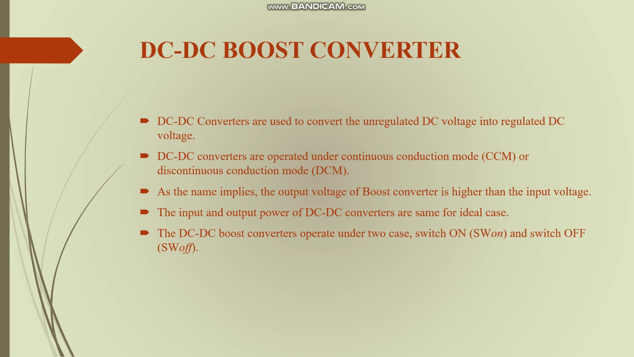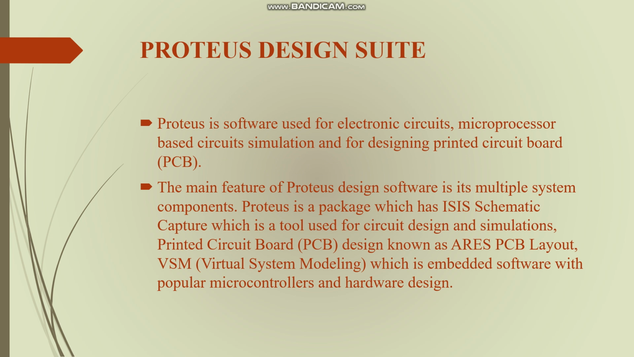The DC to DC converters are operated under two modes of conduction, that is continuous conduction mode as well as discontinuous conduction mode. As the name implies, the output voltage of the boost converter is higher than the input voltage. The input and the output power of the DC to DC converters are the same for the ideal case. The DC to DC boost converters operate under two cases, that is switching on and switching off. In this method we are going to use the PROTEUS software.